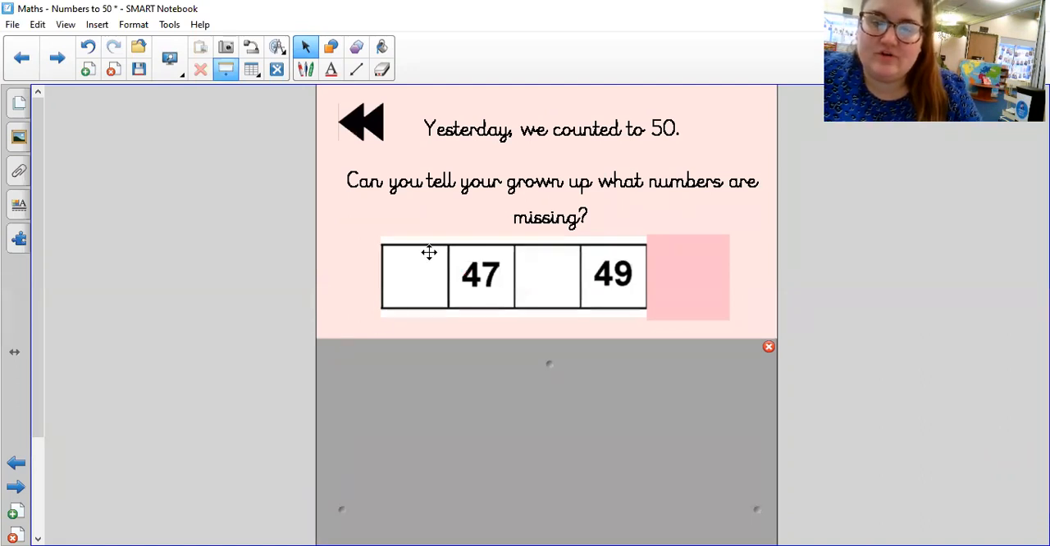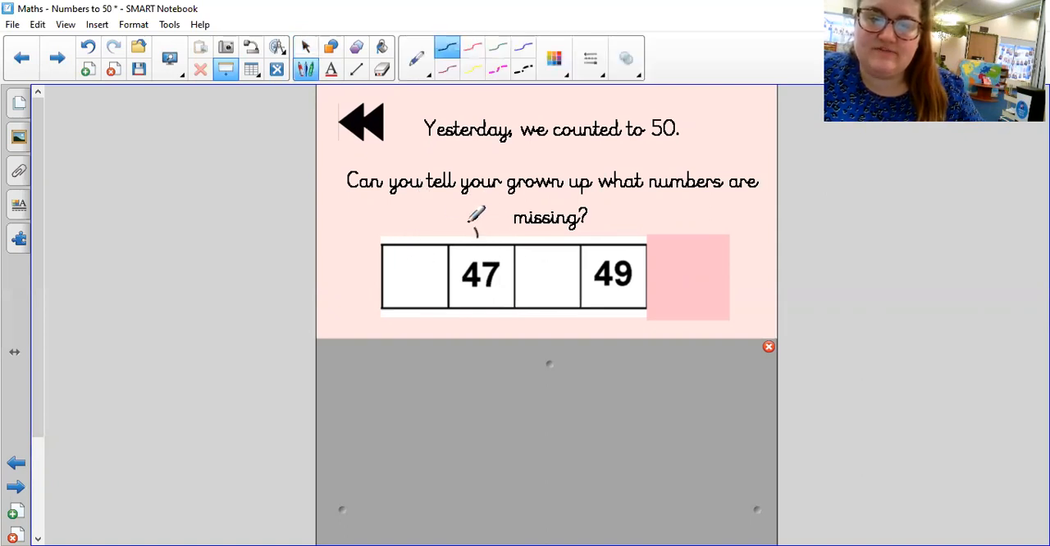Okay, so we've got something and then 47 and then something and then 49. So make sure you're thinking, okay, to find this number, I need to find one less than 47. And to find this number, I need to find one more than 47, which is equal to one less than 49. So pause the video now and see if you can fill in those blanks.